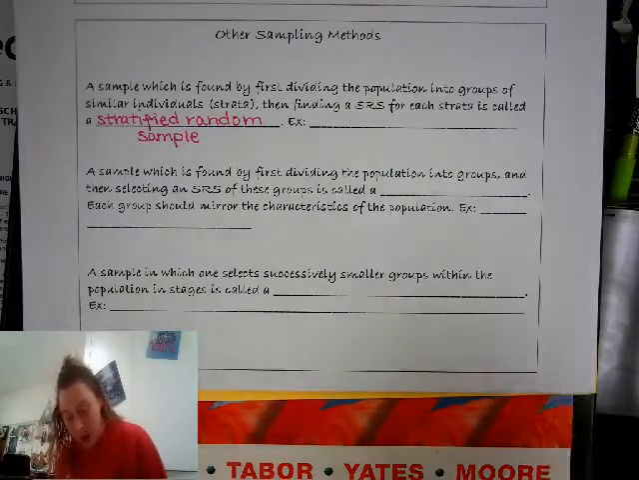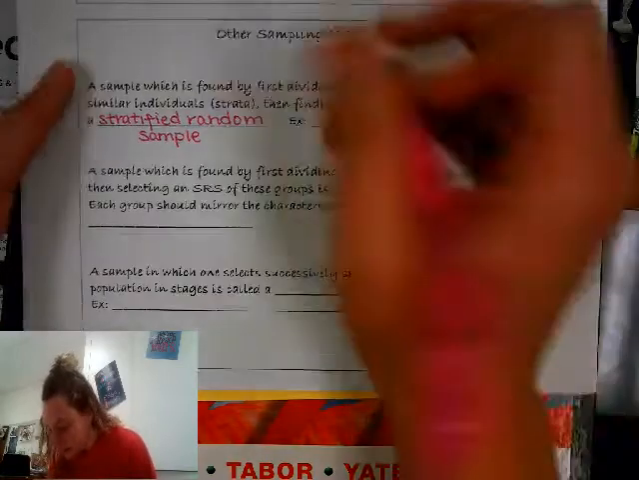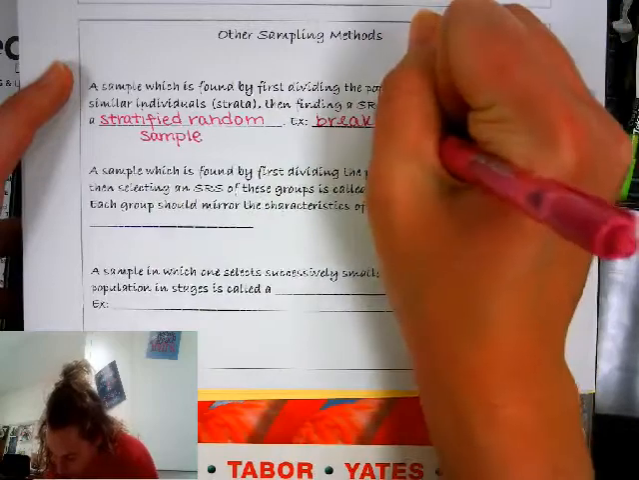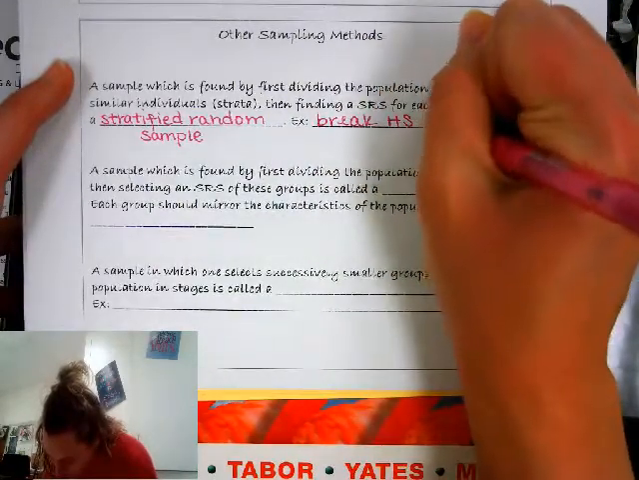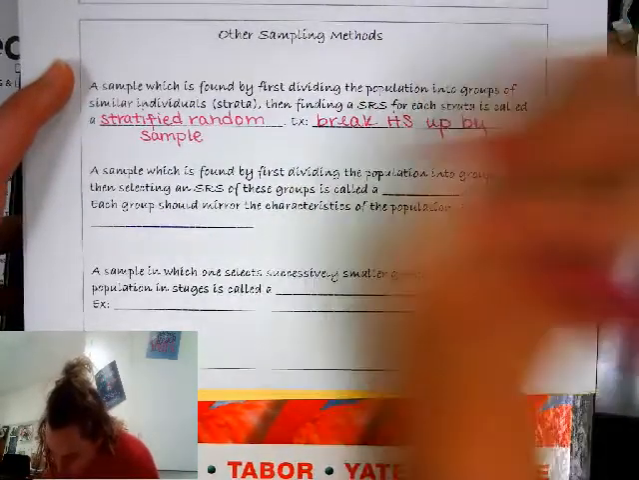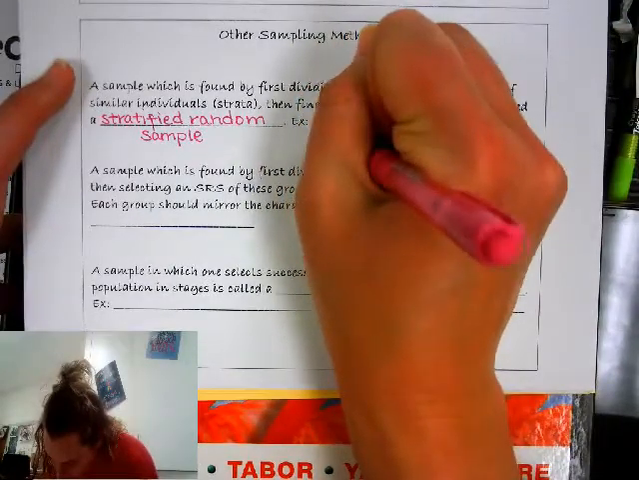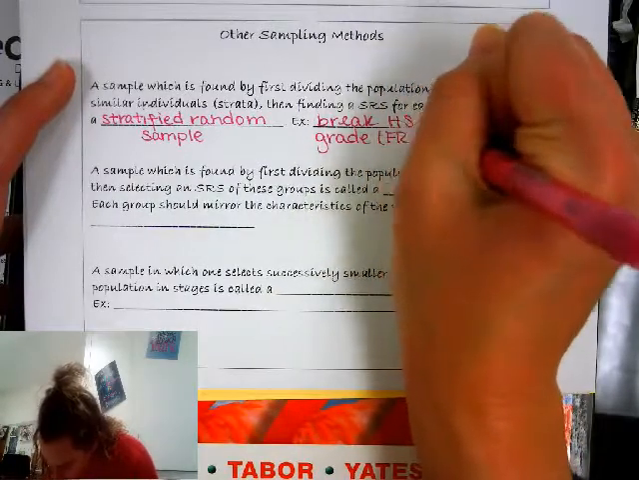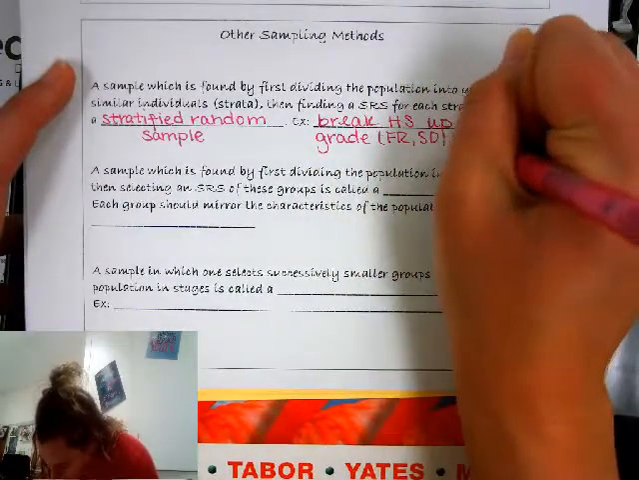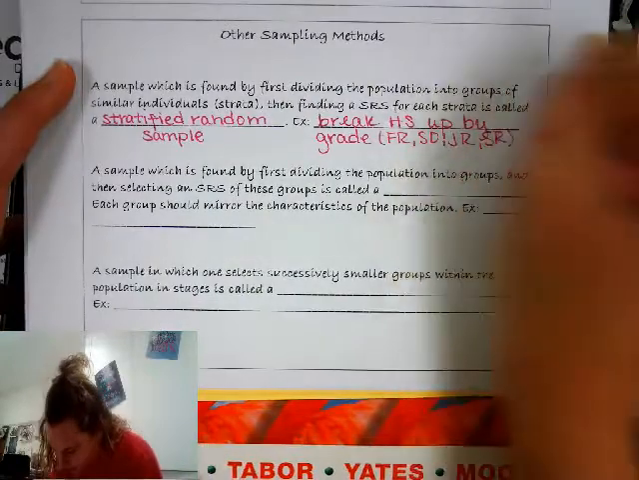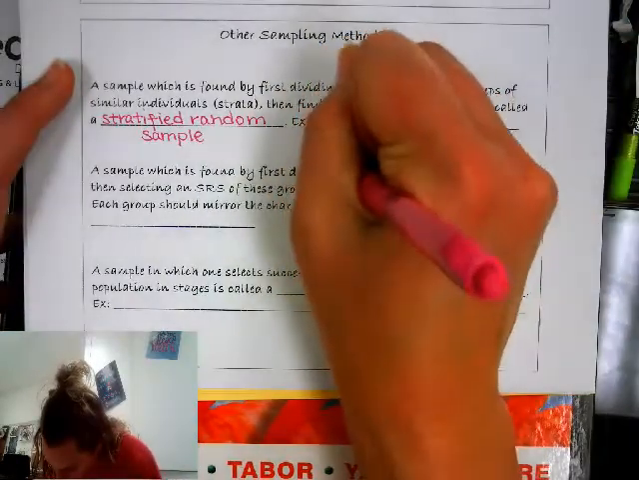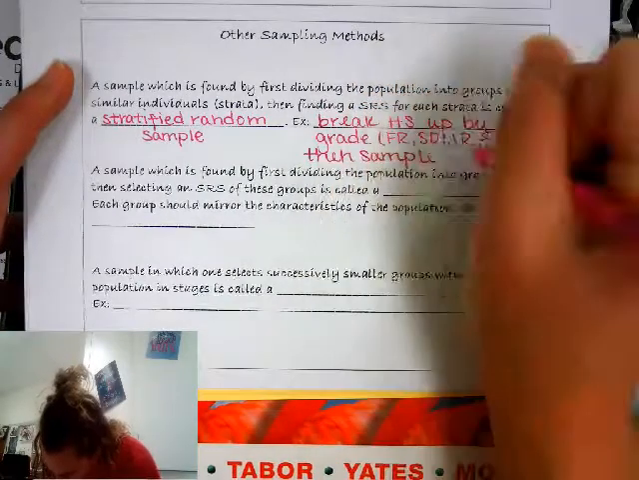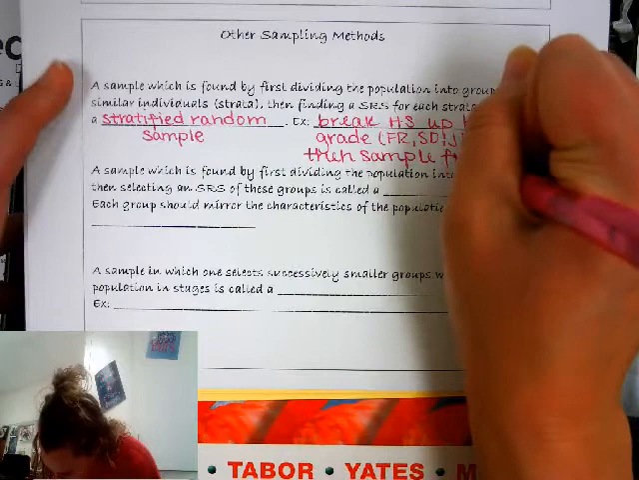So break high school up by grade. So freshman, I'm going to abbreviate freshman, sophomore, junior, senior. Then sample from each. So that was similar individuals.